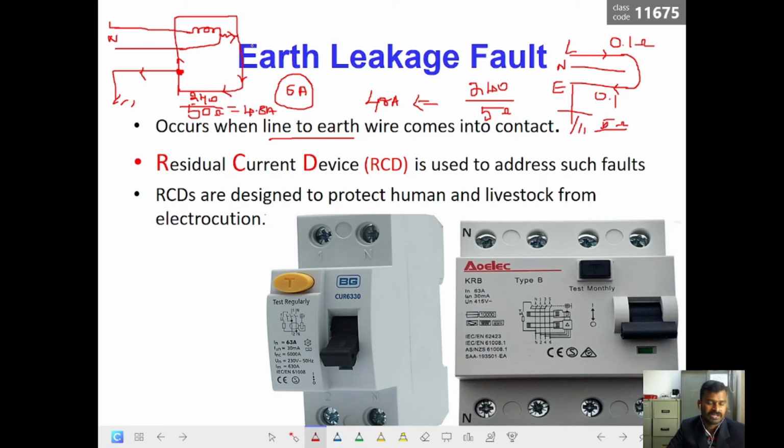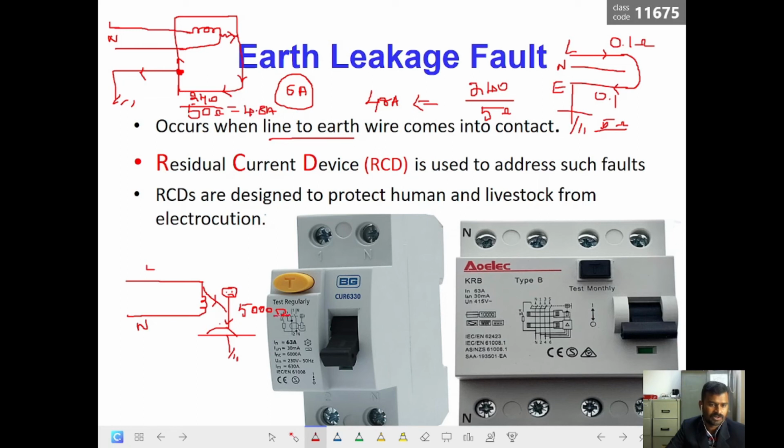Or consider that the line conductor is touched by a human. So this is line and neutral, and the human being comes in contact, and the leakage current passes through. Suppose this is a person who is touching the line conductor and the current is flowing through him to the ground. So now the current path for the leakage current is provided, say this person has 5000 ohms resistance.